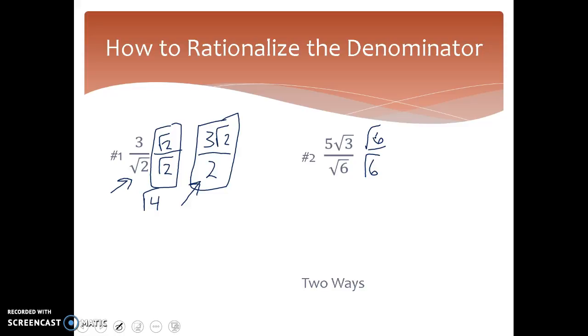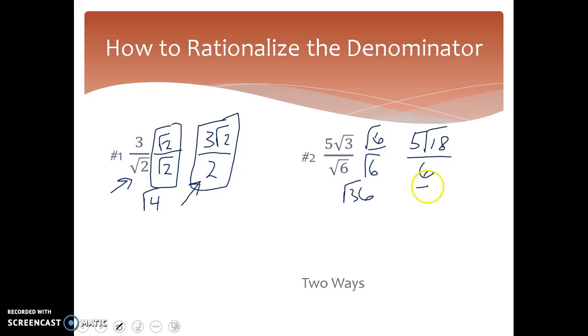So in the numerator, I'm going to have 5 times the square root of 3 times the square root of 6. Well, that's 5 times the square root of 6 times 3, which is 18, over the square root of 6 times the square root of 6, and the denominator is the square root of 36, and that we know is just 6. Now, we could leave it that way, but it's possible, and it is the way in this case, that we can take the square root of 18 and simplify that.